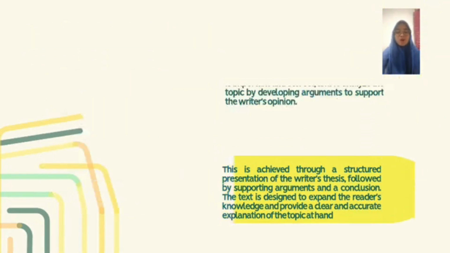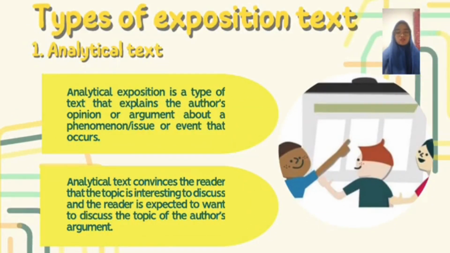Next is types of exposition text. One is analytical exposition. Analytical exposition is a type of text that explains the author's opinion or argument about a phenomenon, issue, or event that occurs. Analytical text convinces the reader that the topic is interesting to discuss, and the reader is expected to want to discuss the topic of the author's arguments.